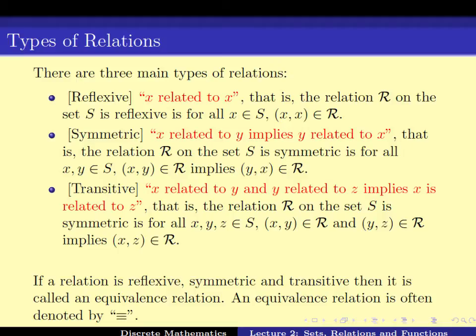If a binary relation has all three properties, that is, it is reflexive, symmetric and transitive, we call it an equivalence relation. Equivalence relations are usually denoted by this particular sign of three horizontal lines.